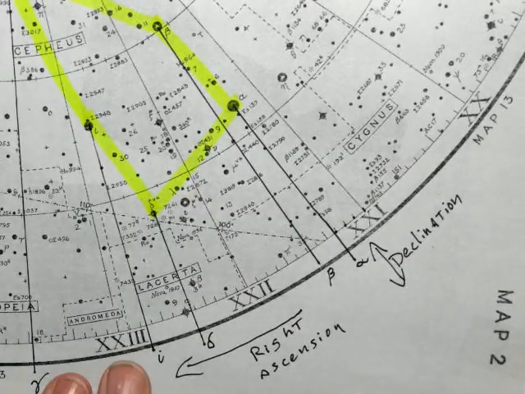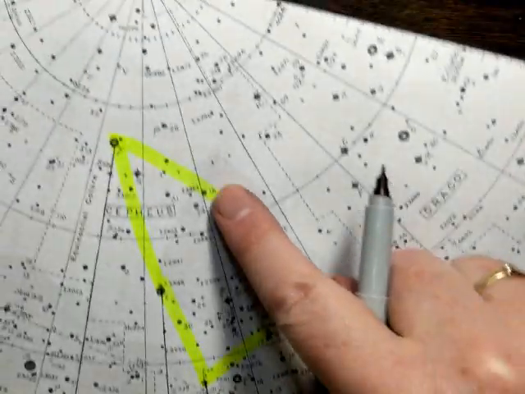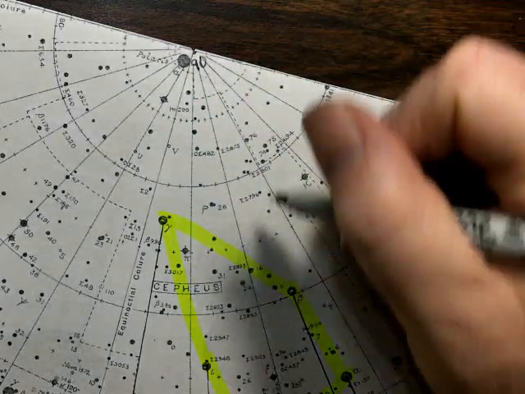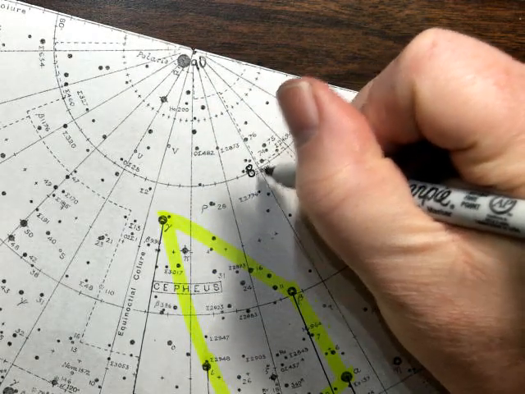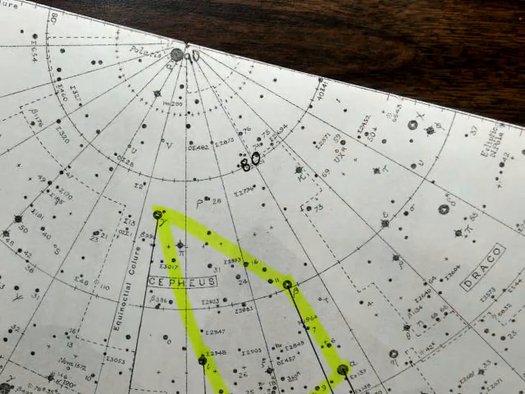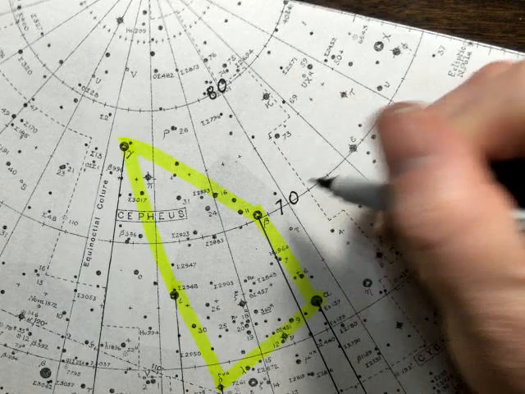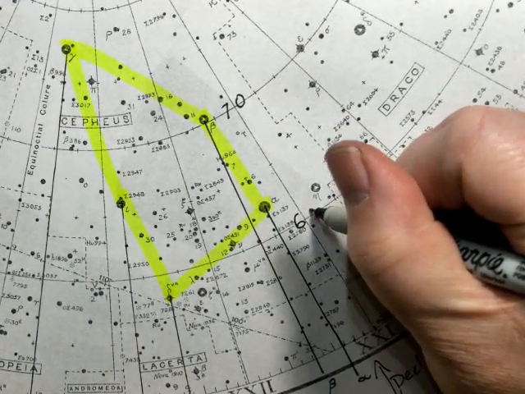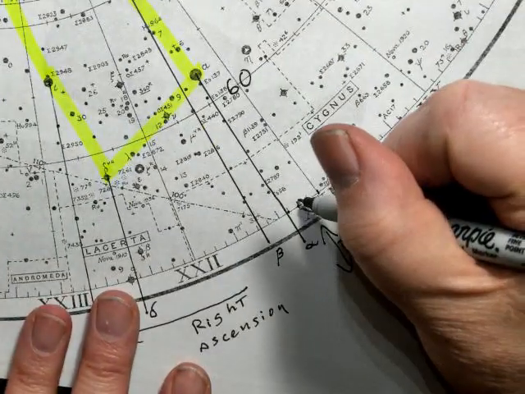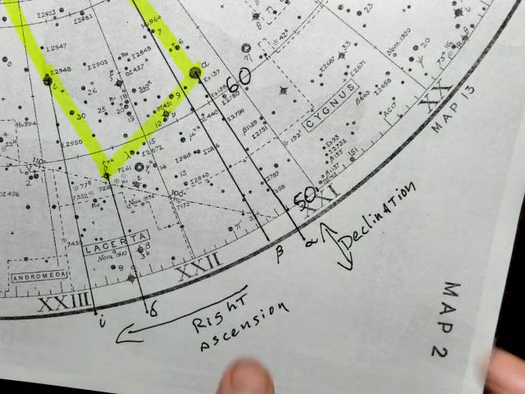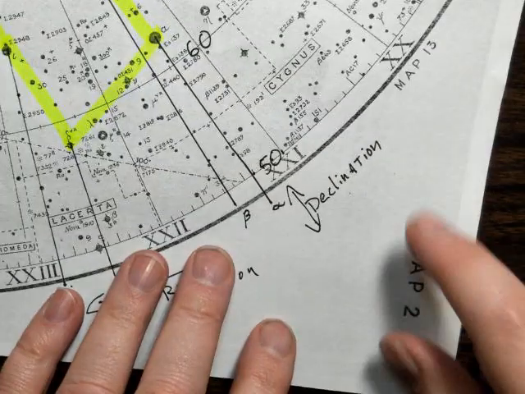For the declination, it's all about how close to the pole it is. Remember that the center is going to be 90. The next ring out is 80, and I'm just writing on the map so we can see it for future reference. This is 70, this is 60, and then this outside line is 50. I guess I'm writing over my tick marks, but I can still read them.